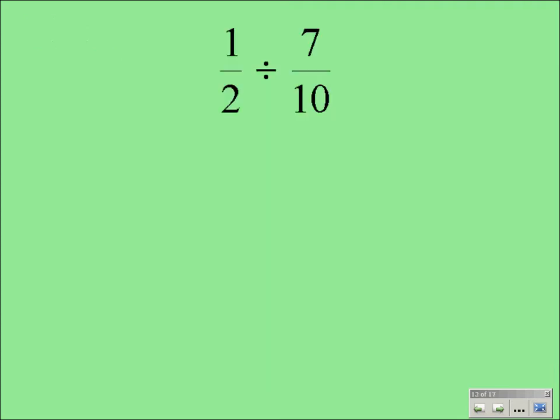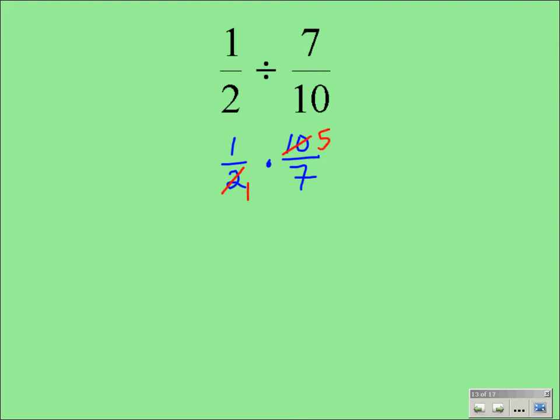So let's start here with 1/2 divided by 7/10. Just as I stated, we change the division sign to a multiplication sign. We take the reciprocal of the second fraction, so we're going to invert that. And now we're going to cross-cancel where we can. Well, there's nothing exactly the same in the numerator and the denominator, but there is a 2 here and a 10 here, and they both have the number 2 in common. So 2 can go into 2 one time, and 2 can go into 10 5 times.